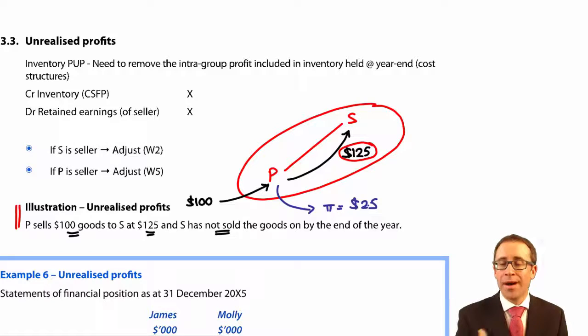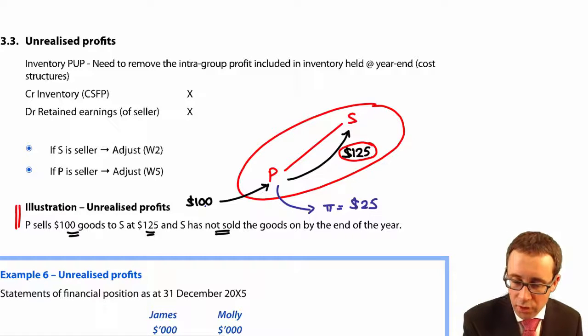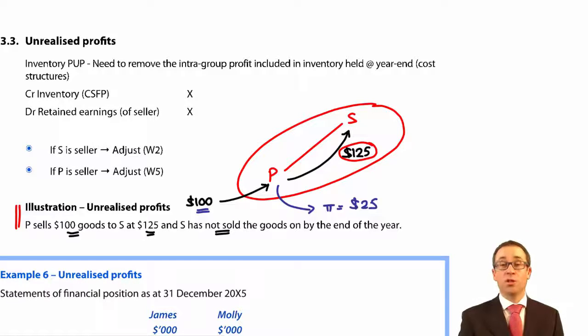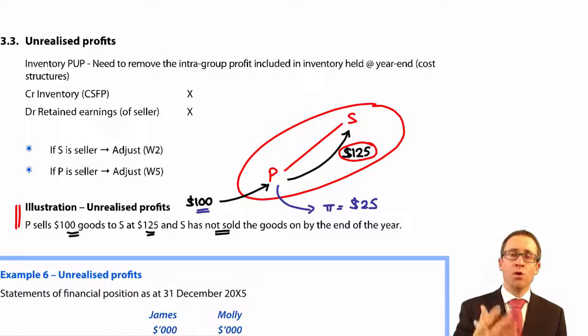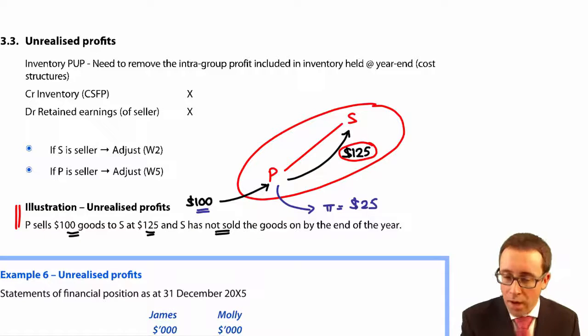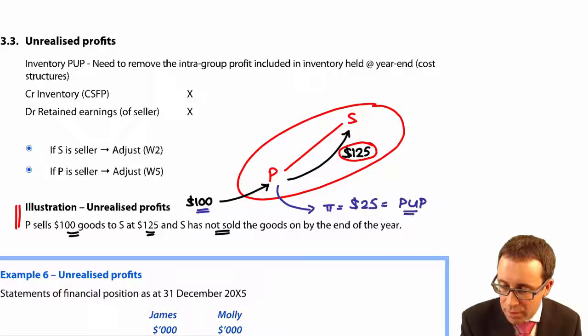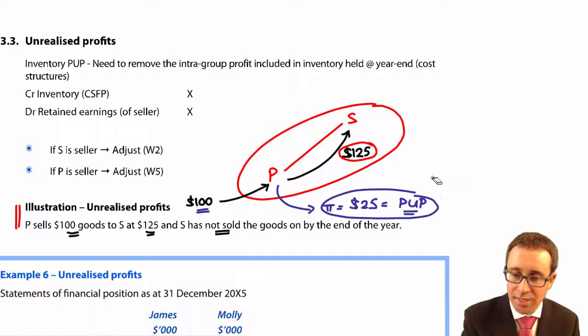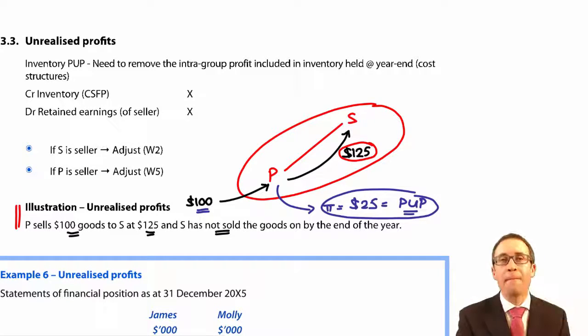Now, what we want to do is we want to go back to this single entity concept, don't we? We want to go through there and record the cost of the goods at what the cost of the goods were to the group. And the cost of the goods to the group were 100. The cost of the goods at the moment in S's books are 125, and that's what we have consolidated. So as an adjustment in the group accounts and in the group accounts only, to take account of the single entity concept, we are going to remove that $25 as a provision for unrealized profit adjustment, otherwise referred to as a PUP.